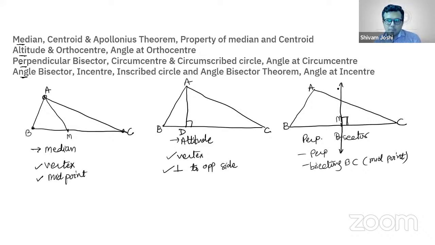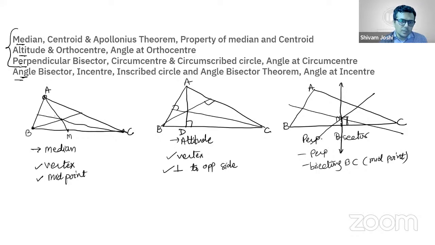And obviously, this may not pass through the vertex, correct? If you draw, now we are first concentrating on these three things only. I'll cover the angle bisector part later, okay? So if we just consider median, altitude, and perpendicular bisector, first we have spoken about their definition, correct? Now, in every triangle, you will be able to draw three medians, three altitudes, three perpendicular bisectors.